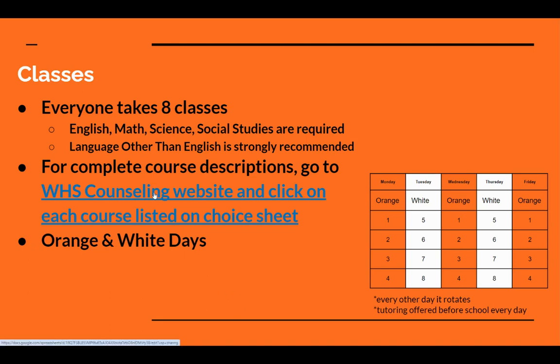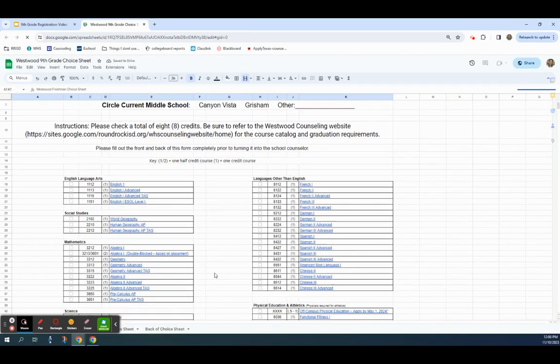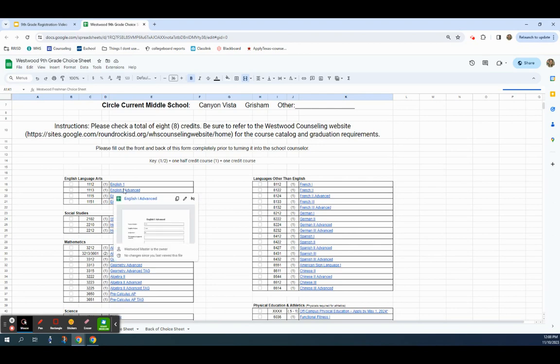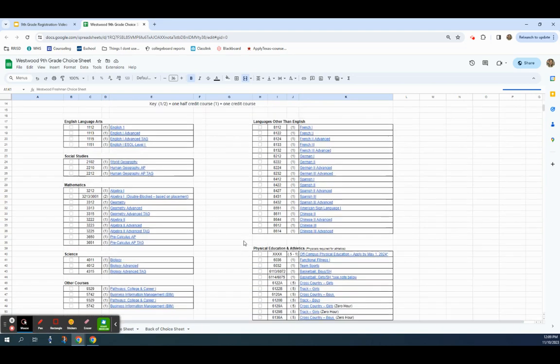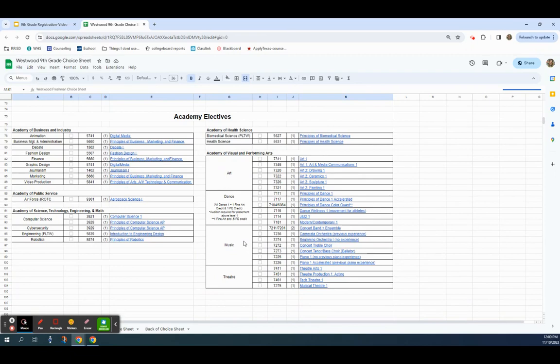That's going to be the majority. So the next thing I want to show you is the electronic version of your choice sheet. So if you click on this link, it'll take you to the Westwood Freshman Choice Sheet. Any class that you click on, so let's say, for example, in English, you can click on English 1 or Advanced English 1. They're going to give you a course description sheet written by our teachers that tells you how the class is taught, the structure, grading, what you can expect homework-wise, and everything. So this is going to be so valuable because it's going to cover every single class that's available to your freshman student.